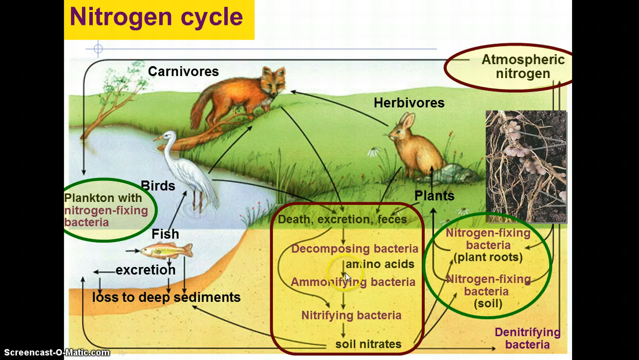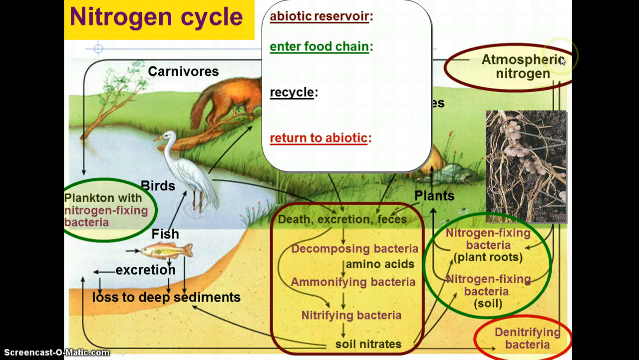We have decomposing bacteria. Amino acids are also made of nitrogen, and it's going to go in and make these soil nitrates, which can also be fixed by this nitrogen. We have denitrifying bacteria, which will bring it back up to the atmospheric. So the reservoir, where most of it is in the atmosphere.